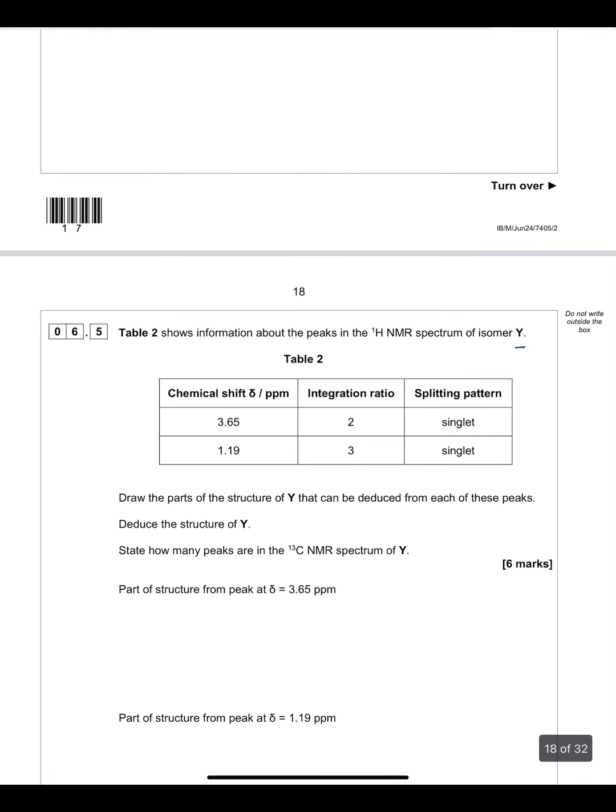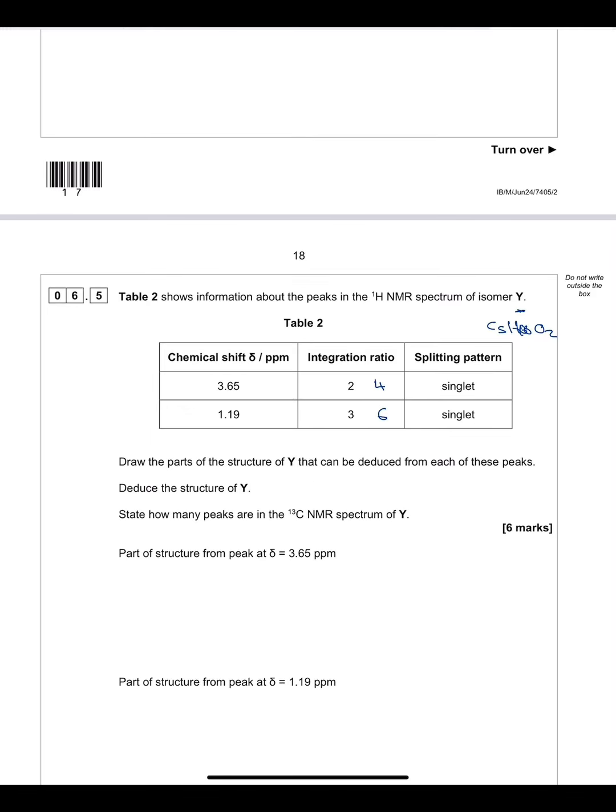And finally, we have the isomer Y, again, isomer Y, C5H10O2. And this is the information about the peaks in its proton NMR. First of all, we have only two peaks and the integration ratio is 2 to 3. We know that the total number of protons is 10, which means that the number of protons here is actually 4 to 6. Let's have a look at the chemical shift.